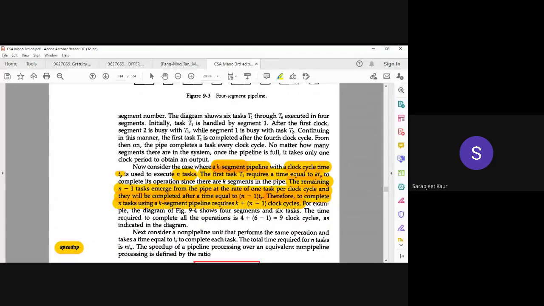Now, how much time does the first task take? The first task will take the full time, right? It will take the complete time because it has to go through all the stages. So we just multiply this. But for the next n minus 1 tasks, every cycle we are getting out one output. So what will be the total time? The total time taken is k plus n minus 1, times tp. K plus n minus 1.